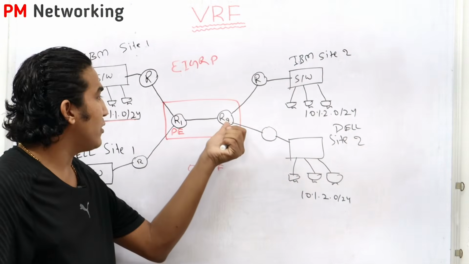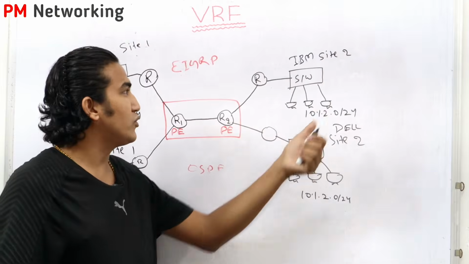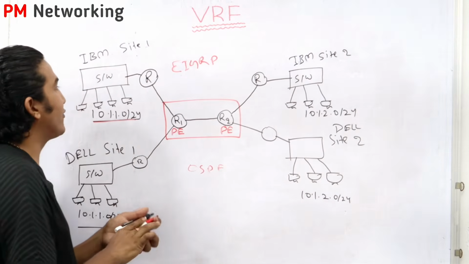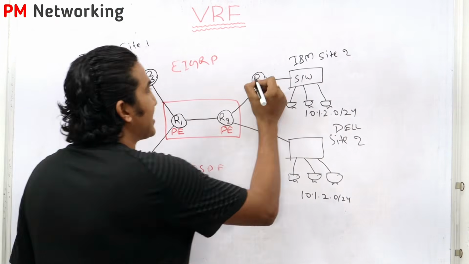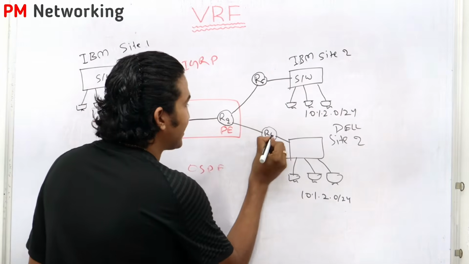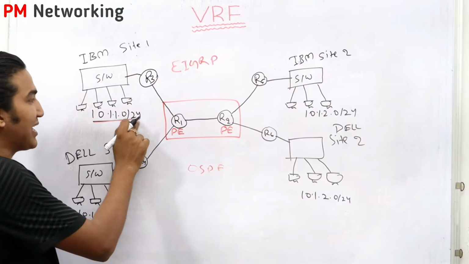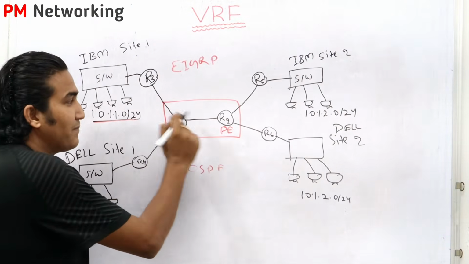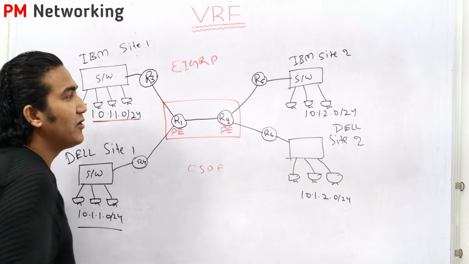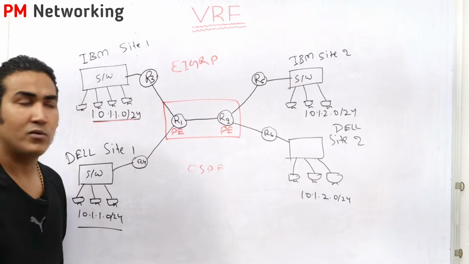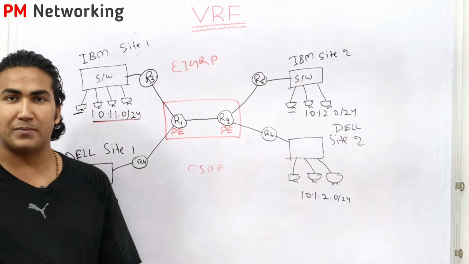Getting my point? In the same way, router 2 will also install this network 10.1.1.0 and 10.1.2.0 via this router. Let's say this is R3, this is R4, this is R5, and this is R6. So router 1 will install this network 10.1.1.0/24 via router number 3. Router 2 will install this network 10.1.2.0/24 via router number 5. That means Dell cannot communicate now, right? If this user wants to communicate with this user, they can, but the Dell users cannot communicate with each other.